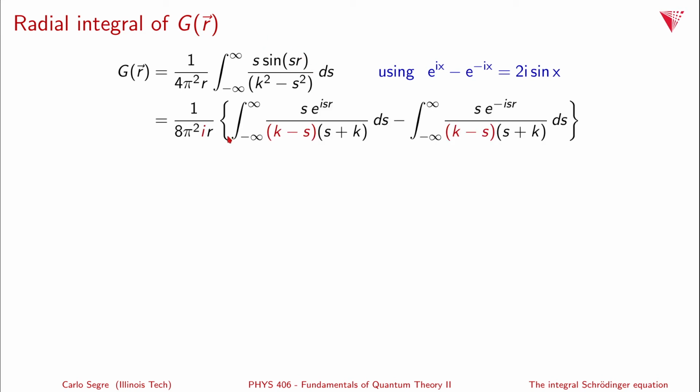with 2 terms. And so we have 1 over 8 pi squared. We have the 2 that floats in. Then we have the quantity integral from minus infinity to infinity of s e to the I s r over k minus s times k plus s. That's just k squared minus s squared. Integrated over ds minus the integral from minus infinity to infinity of s e to the minus I s r over k minus s, k plus s integrated over ds.